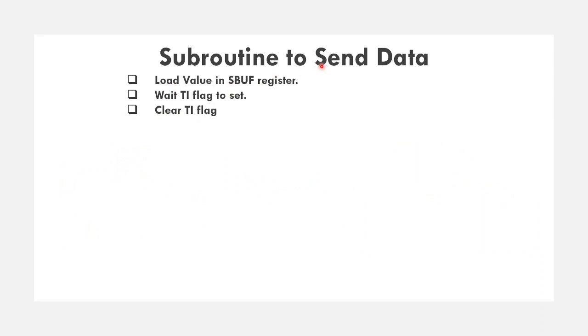This is the algorithm to send the data. First, we have to load the value which we want to send into the SBUF register, and then we have to wait until the TI flag is set. This is the indication that our data has been successfully sent from the controller through serial communication. After that we have to clear the TI flag to make it ready for the next cycle.